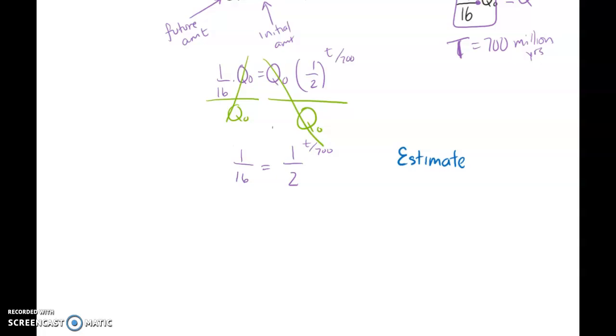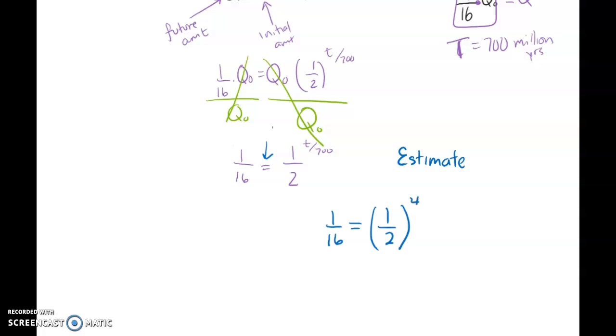So basically, you have an equal sign. And for the two sides to be equal, the values have to be equal. So when I have 1/2, what power would I have to raise it to for these two to be equal?